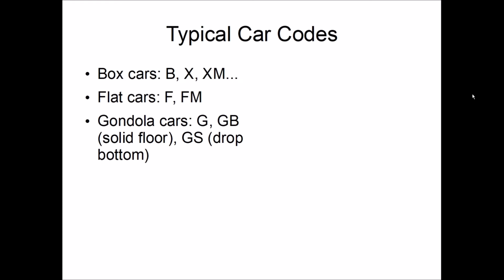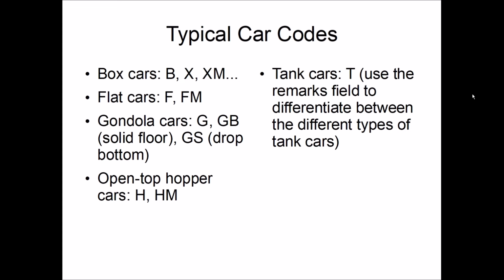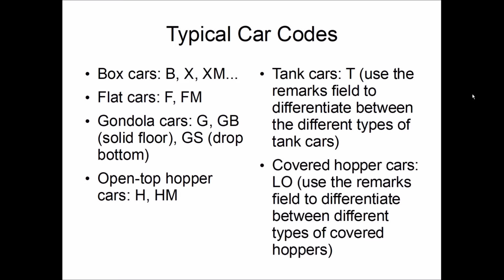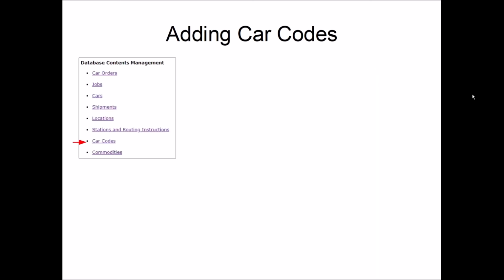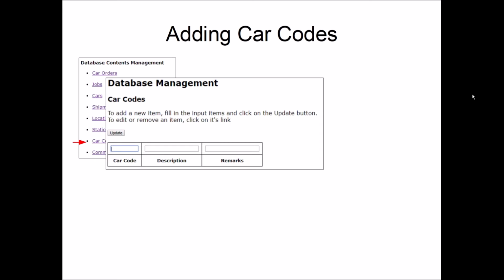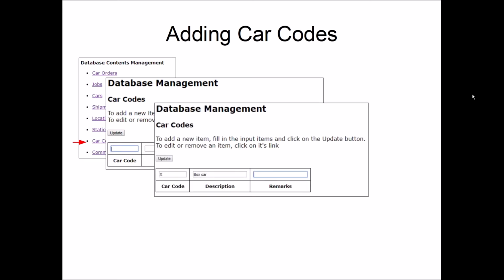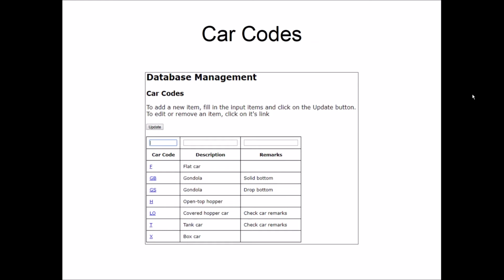Flat cars, gons, open-top hoppers. When it comes to tank cars and covered hoppers, though, it gets more complex because there's a lot of different kinds of those. So we're going to add some car codes here. And again, the process is the same. Go to database management, click on car codes, enter your car codes. And these are the ones you can see that I've entered for this system.